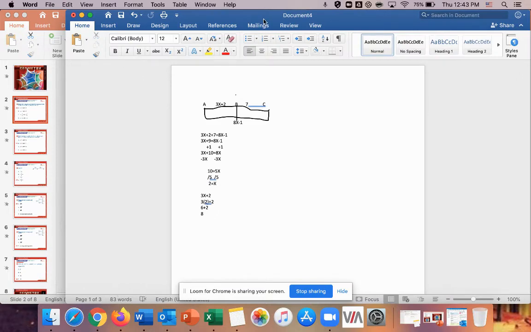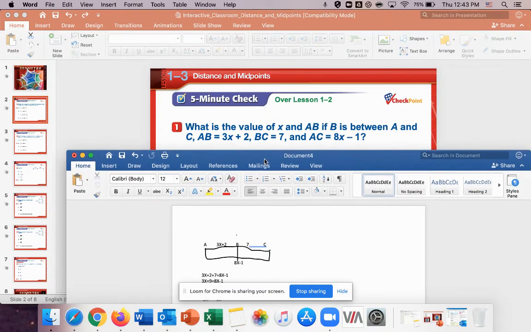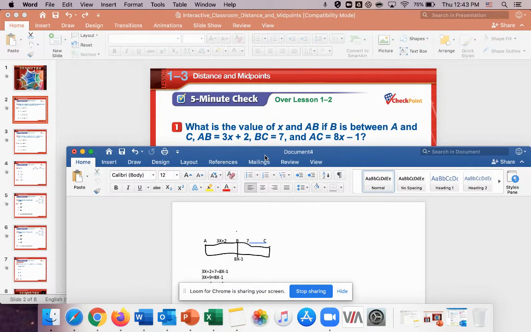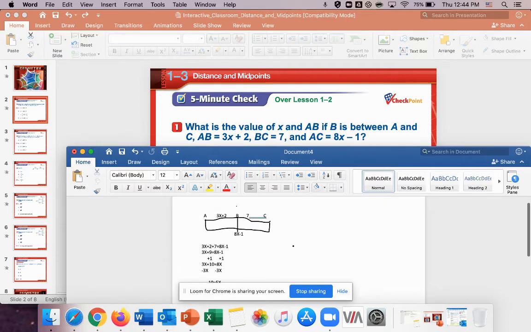All right, so what is the value of x and AB? You need to find x and AB if B is between A and C. As you can see, A is here, C is here, and B is between them. AB equals 3x plus 2, BC equals 7, and the whole thing equals 8x minus 1. AC is the whole thing.